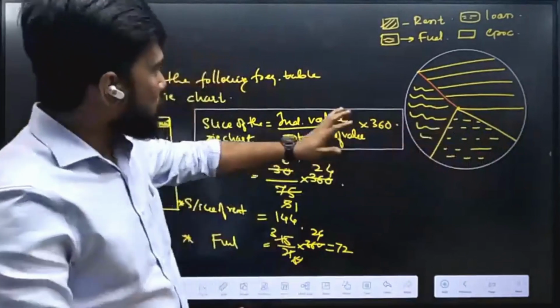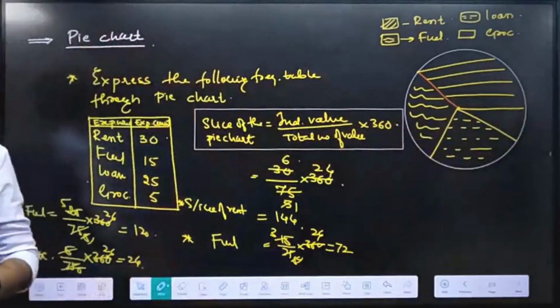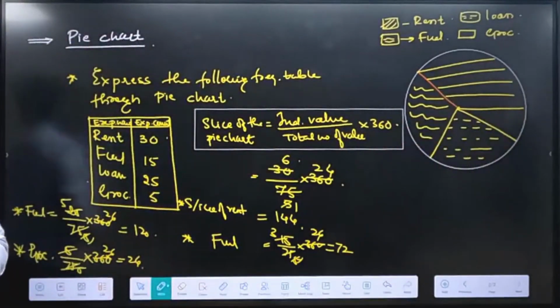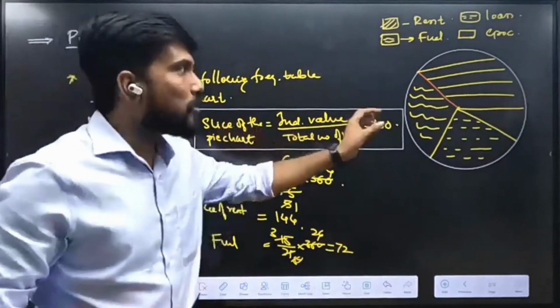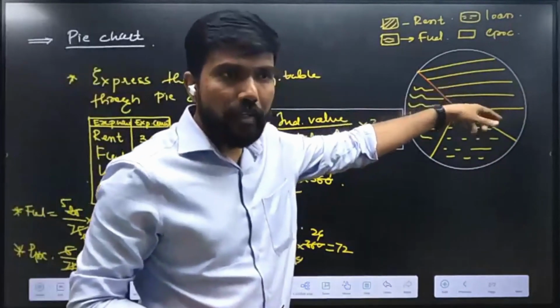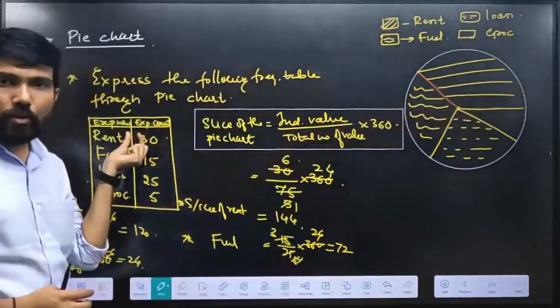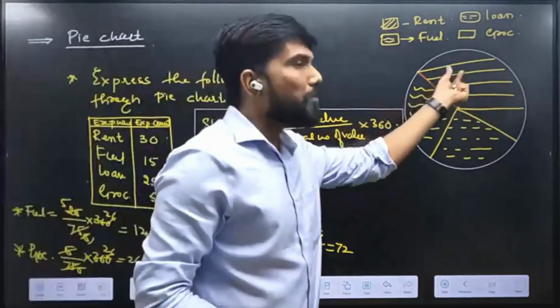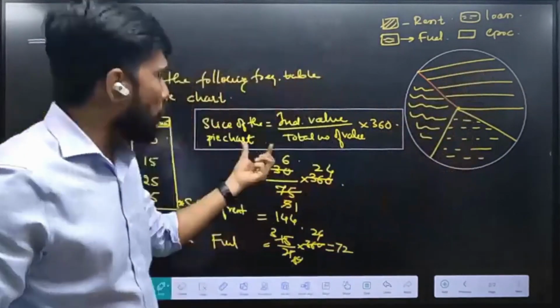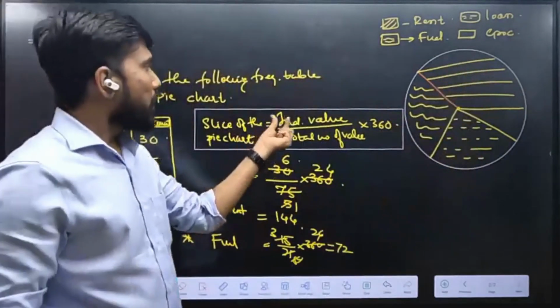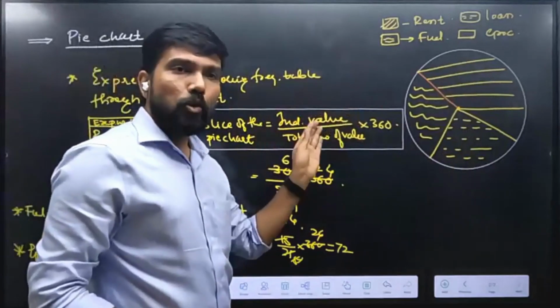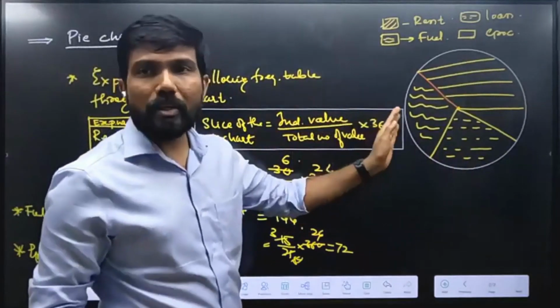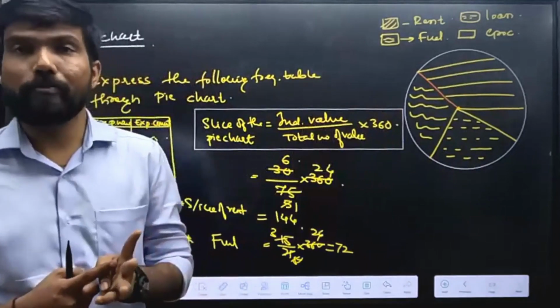If you observe this, two things are clear here. One is how we calculate the slice of individual values or frequencies. What we usually call frequency in a frequency distribution table, how do we make the slices of this frequency with the help of this formula? What is the formula we have? Individual value divided by the total number of values into 360. That's the first point you have to remember.